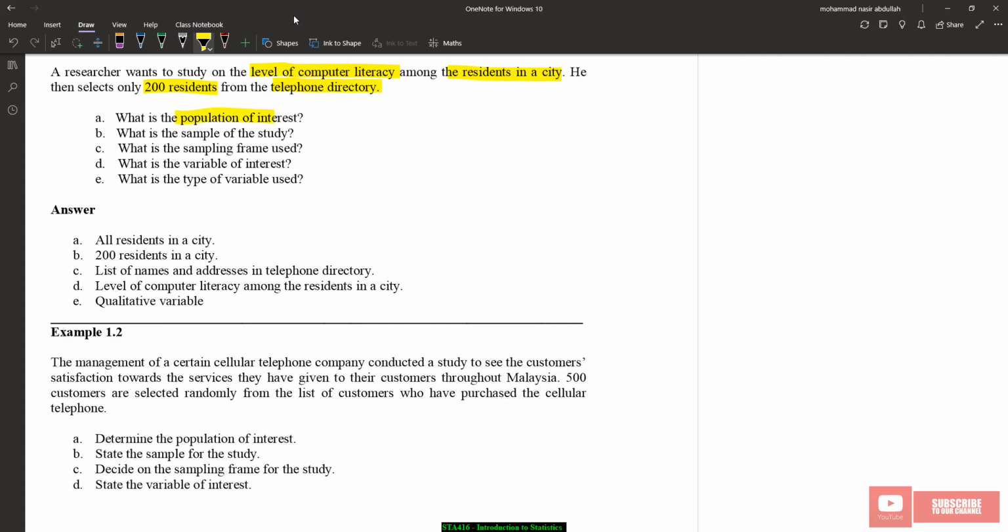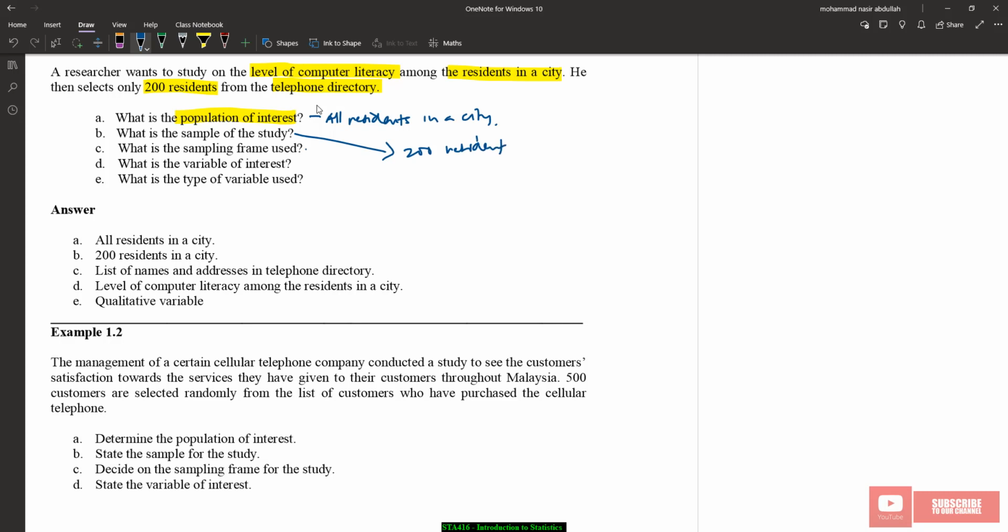So what is the population of interest? Remember the definition of population, all member in the selected area, all member dekat mana yang kita nak study tu. Can you speak up? All resident in a city. Right? Dia mesti ada magic word. Tadi I sebut magic word kan? All resident in a city. Right. So what is the sample of the study? Residents. 200 resident lah. Alright, 200 resident.